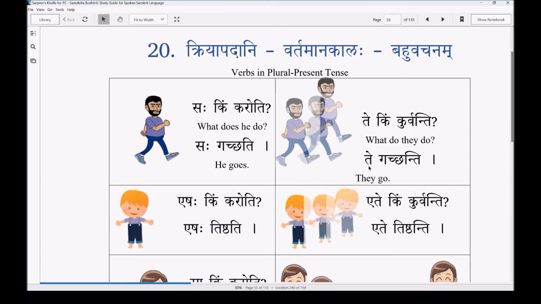Then for bahuvachana we have te. So here the nti will change to ntu. Te gacchanti in the present tense. In the imperative or ajna, it becomes te gacchantu, let them go. Then Eshah tishtati, Eshah tishtatu. Ete tishtanti, Ete tishtantu.